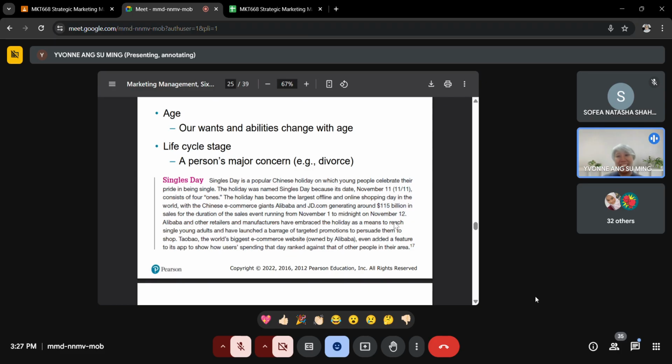Okay, so the 11.11 that you are enjoying now in Malaysia, on Shopee, Lazada and so on, is actually derived from this Chinese holiday of Singles Day. It's just that we don't interpret it that way. We interpret it as a year-end sale and so on, which fits into our cultural interpretation.